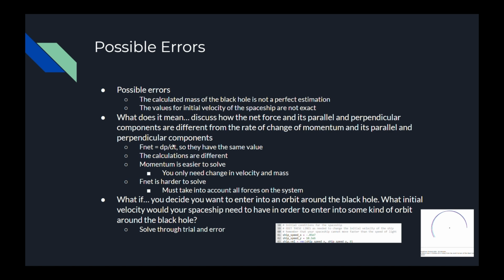For the what does it mean question, the difference between the net force and the rate of change in momentum, they're technically the same value because of this formula, but the way that you calculate them is different. So momentum is easier to solve, while Fnet is harder because of the amount of work that it takes. And then for the what if question, I solved it through trial and error, and I was able to get this visualization for what initial velocity the spaceship would need to enter into that kind of orbit.